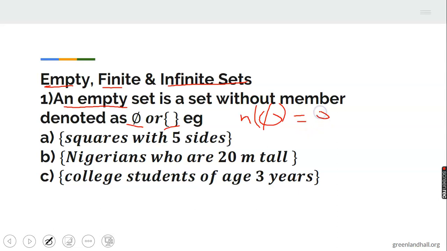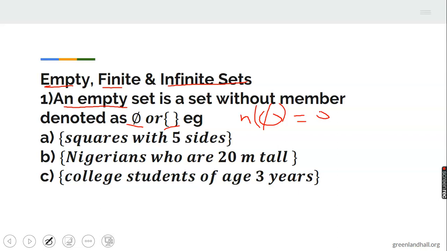The empty set is also a subset of itself. It's a subset of the universal set, meaning that it's contained in itself. That's an improper subset. It's also contained in the universal set. It's contained in every other set. It's a proper subset of every other set.